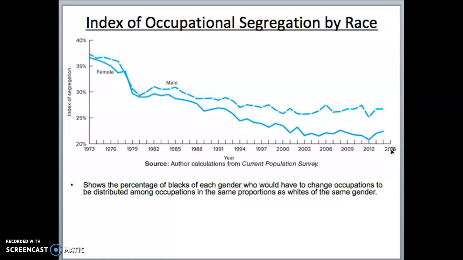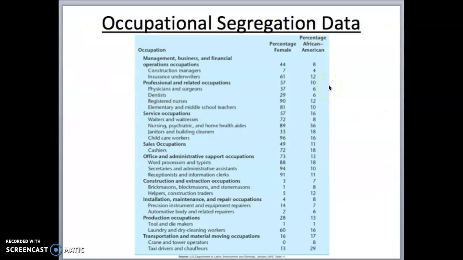This data here shows the occupational segregation index for specific occupations, and we do it for gender and for race. Let's just look at the extremes. Notice that for registered nurses, 90%, very high number. Elementary and middle school teachers, very high. So what we talked about before, very low numbers for brick masons, right? 1%. Very low number for automotive body repair, 2%.